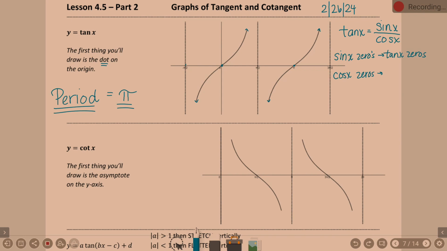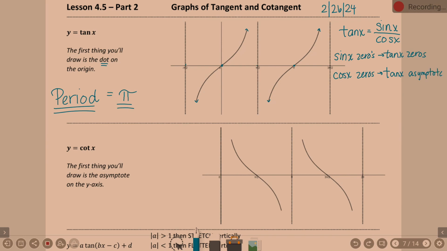Okay, it's undefined. It doesn't exist. So in this case, when cosine is 0, well, think about it. Cosine, when it's 0, it what? It starts at pi here. Where's the first place it crosses? Pi over 2, which is an asymptote. Then it's a min here, and then it crosses at 3 pi over 2. It's an asymptote. So anytime cosine is a 0, on tangent, that is an asymptote.